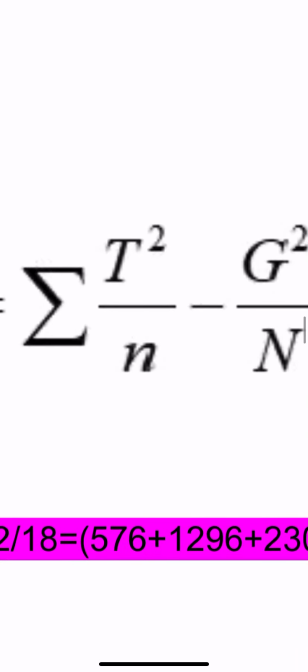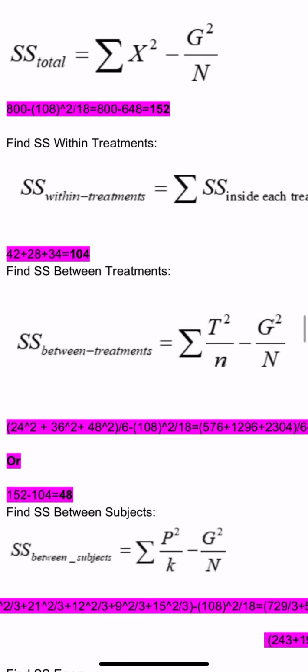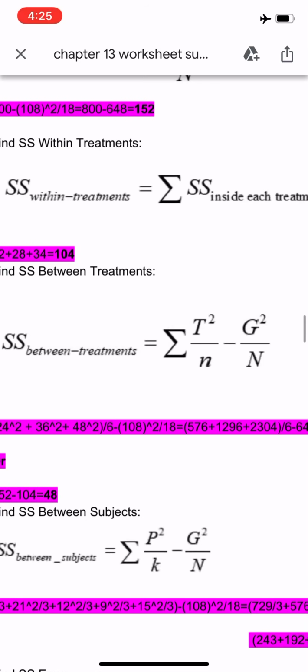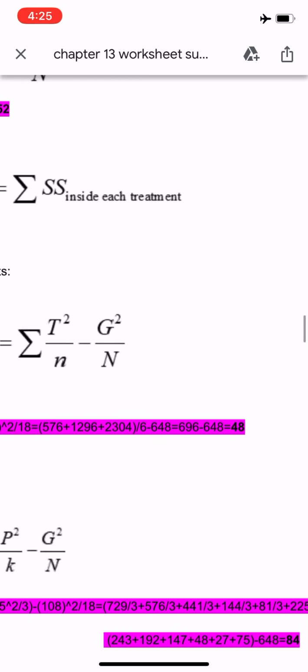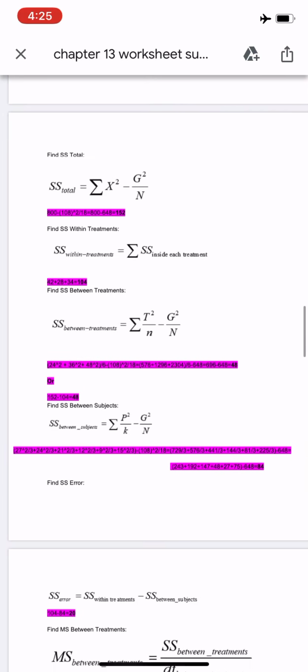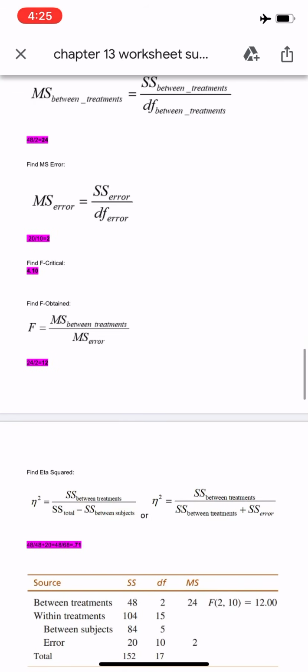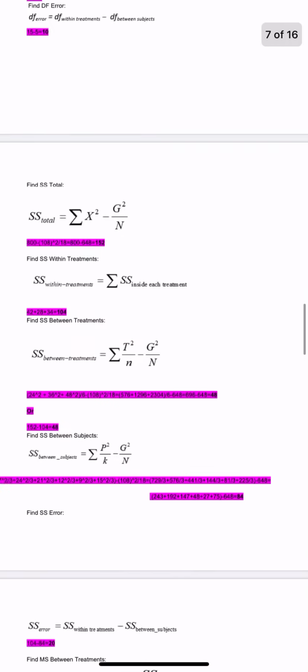For anything that's set up like this with the ANOVAs, you'll see that it will work both ways. You could do 24 squared divided by 6 plus 36 squared divided by 6 plus 48 squared divided by 6. Or you could simply just do 24 squared plus 36 squared plus 48 squared and then divide by 6. If you think about it logically, you will get the same number. And then subtract that from G squared over N, and you'll get 48. Again, all the other steps are repetitive from what we learned above. And that's a repeated measures ANOVA.